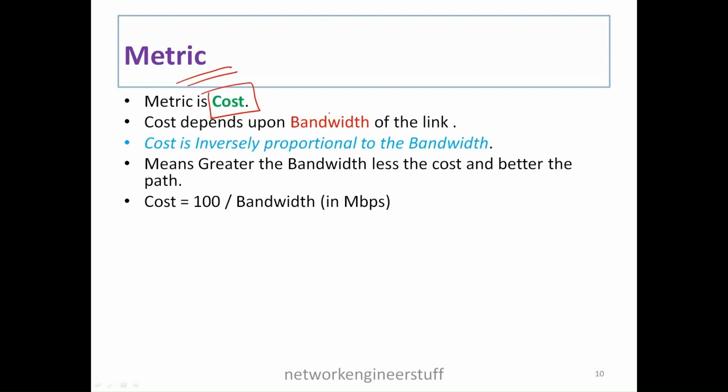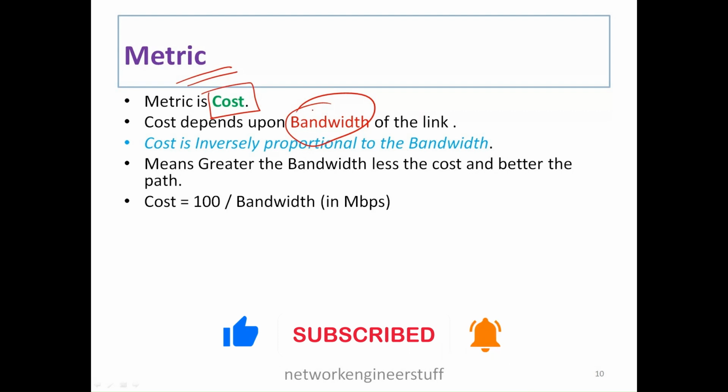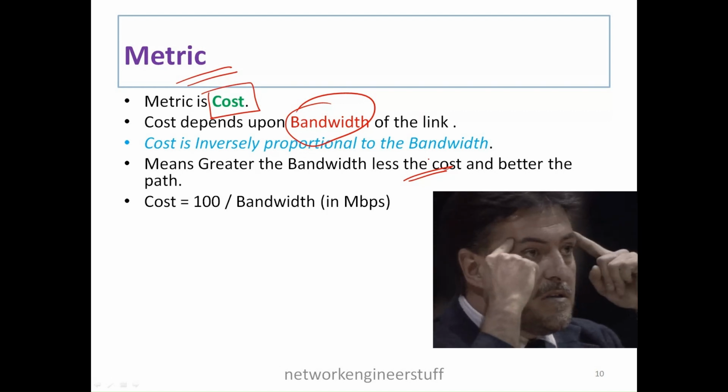Metric. In OSPF, metric is cost. So this cost basically depends upon bandwidth, and this cost is inversely proportional to bandwidth. Whenever I say it is inversely proportional to bandwidth, I mean to say that greater the bandwidth, less the cost will be, and less the cost, the path will be better, it will be preferred. So in OSPF, metric is cost, and the cost depends upon bandwidth. Cost is inversely proportional to bandwidth, which means that greater the bandwidth, lesser the cost, and better the path is. So guys, do remember this point. This is a very important point in OSPF.